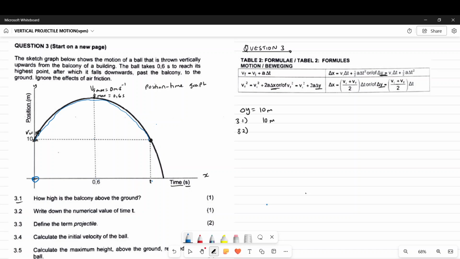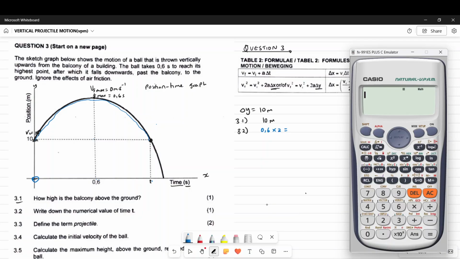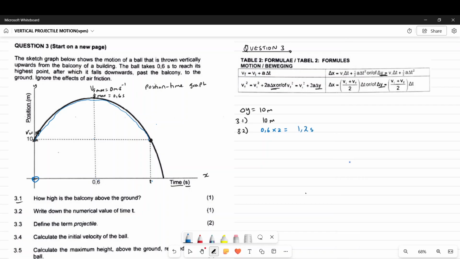So for this time we are going to say 0.6 times 2. You can take out your calculator and put that on the side. 0.6 times 2 will give us 1.2 seconds. So therefore t, the numerical value, is 1.2. They just want the numerical value, so you're just going to say 1.2.